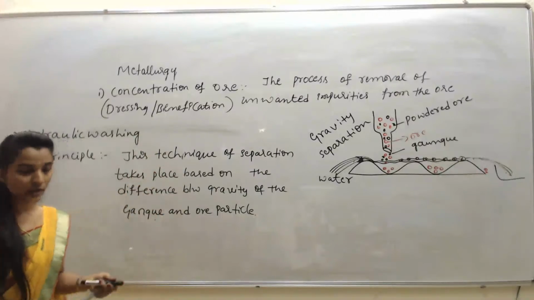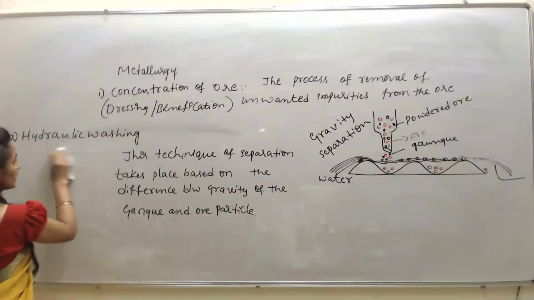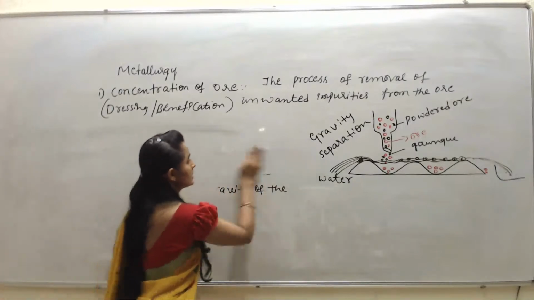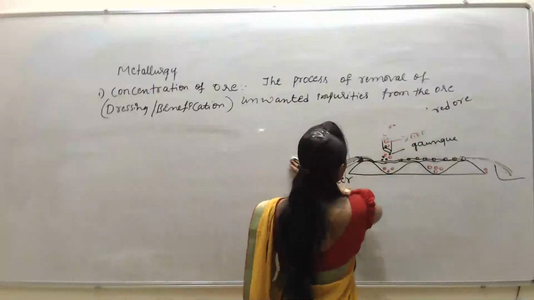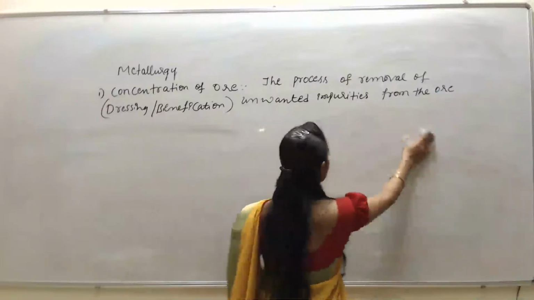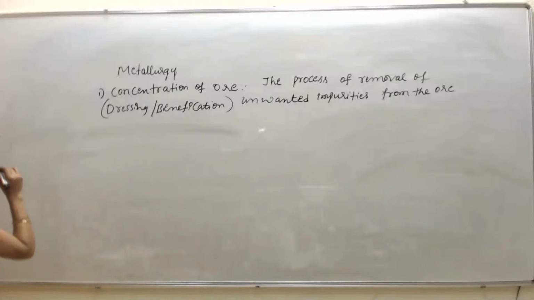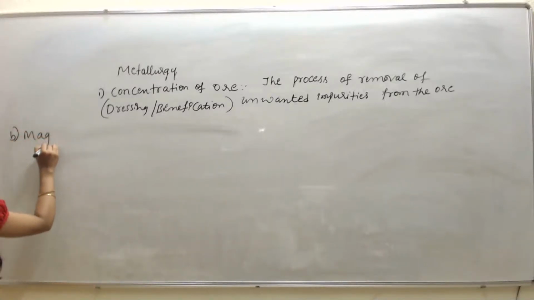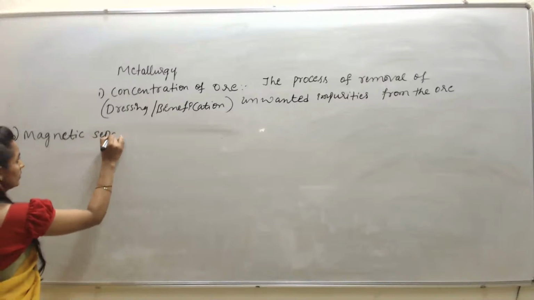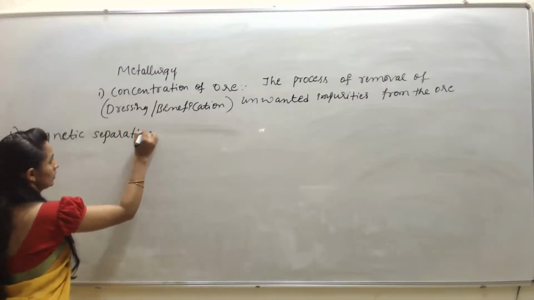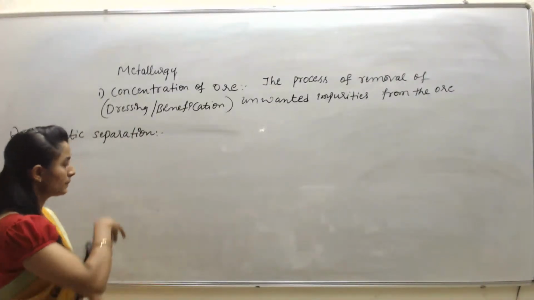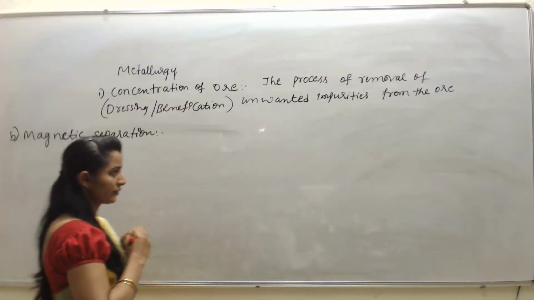Okay, so next one. The second one, B, magnetic separation. Okay, so in this magnetic separation, listen, I'll draw the arrangement first.